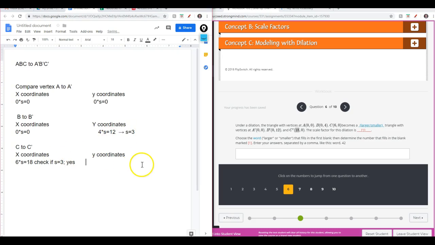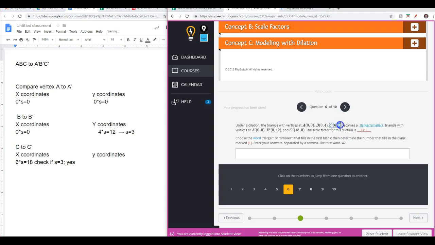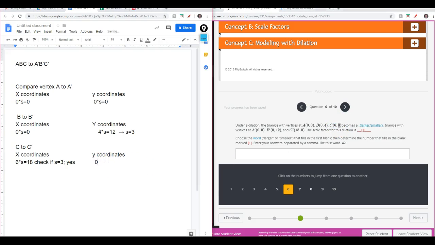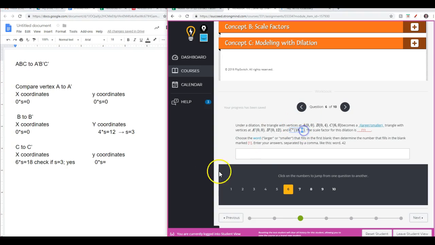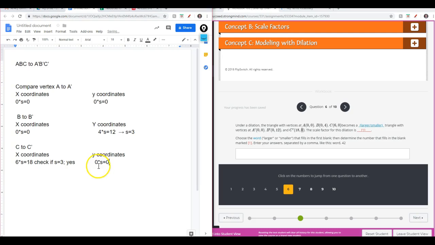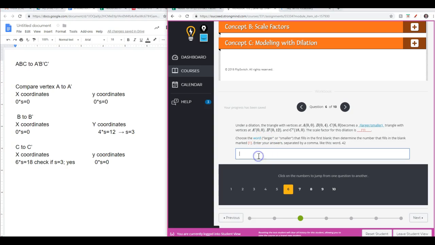So now let's move on to the Y coordinate. C's Y coordinate is 0 times S equals C prime's Y coordinate, which is 0. So check and see if 3 works. Does 0 times 3 equal 0? Yes, it does. So we know what the scale factor is. We know that it is 3. And that's our second answer, so I'm going to put a comma in front of it.